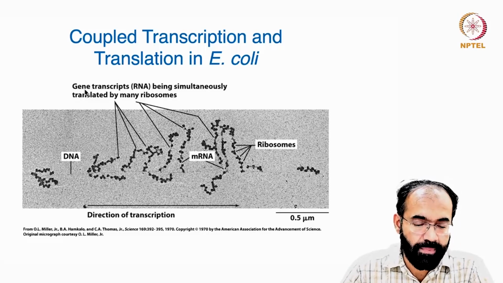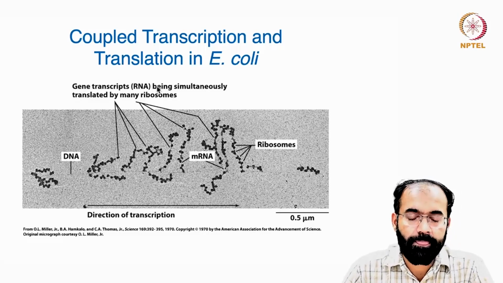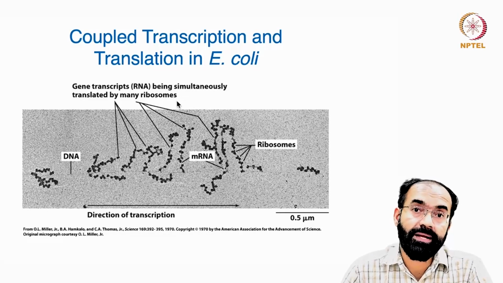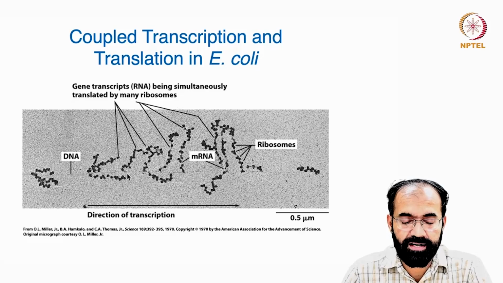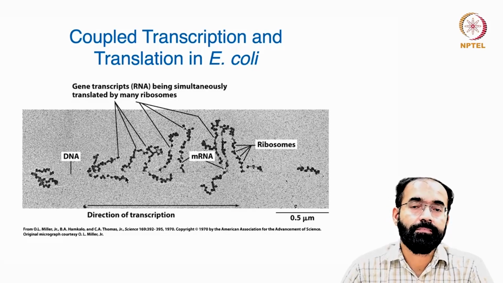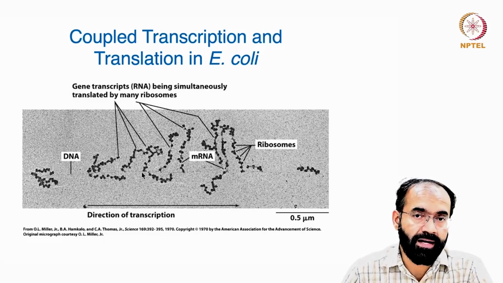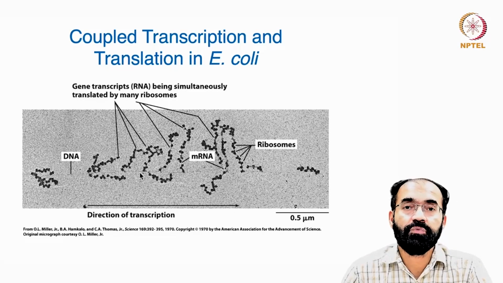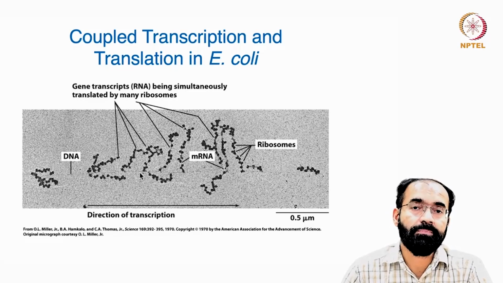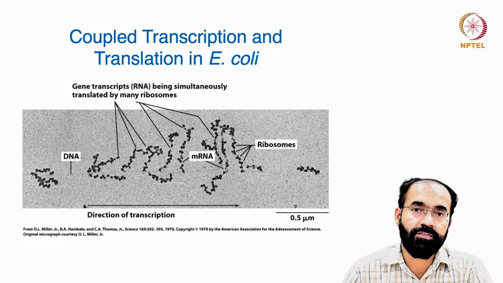Let us see in detail. The gene transcript RNA is being simultaneously translated by many ribosomes. That is another thing which you should understand. If one ribosome binds onto one RNA, it can give rise to one protein. If one more ribosome binds, it can give another protein. If one more binds, another protein.